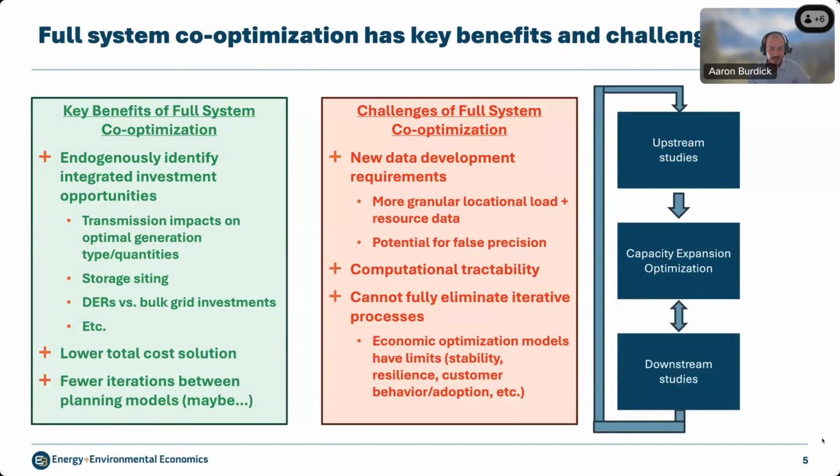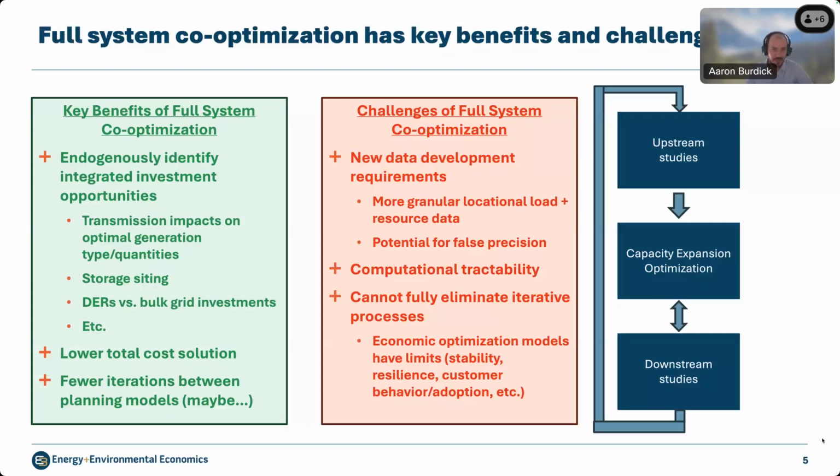So in our work product for the task force, we'll be looking at the benefits of doing co-optimization and the challenges of doing so. So the benefits, as we've talked about today, are really to be able to endogenously identify the right investment opportunities. So where to build the transmission lines, where to site storage, how much should we be building out bulk grid versus distributed resources.